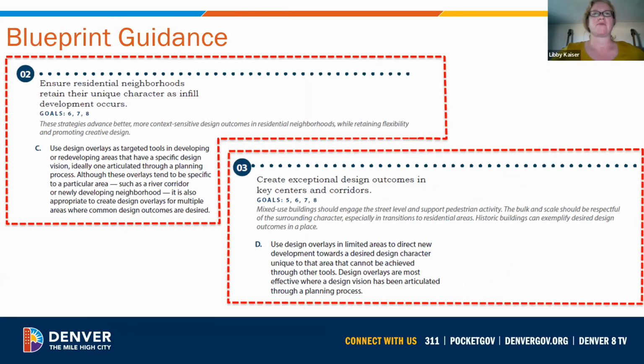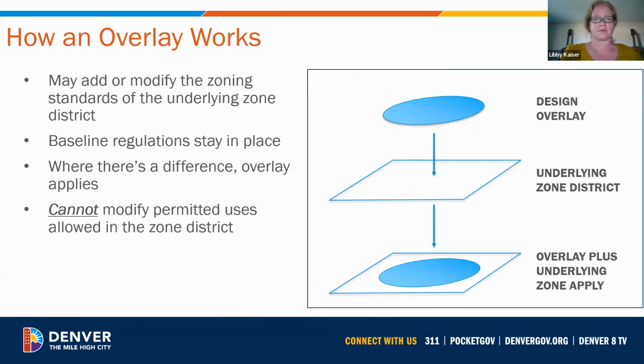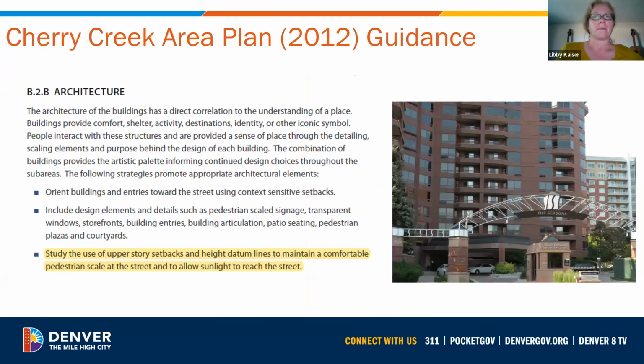And then Blueprint Denver says that design overlays can be appropriate in developing or redeveloping areas with a specific design vision, such as Cherry Creek East, where the Cherry Creek Area Plan of 2012 recommends tools such as upper story setbacks to allow sunlight to reach the street. Highlighted at the bottom of the screen is an excerpt from the Cherry Creek Area Plan that recommends exploring how upper story setbacks and other horizontal breaks in building facades can make streets more pedestrian friendly. So these overlays do stem from plan guidance.